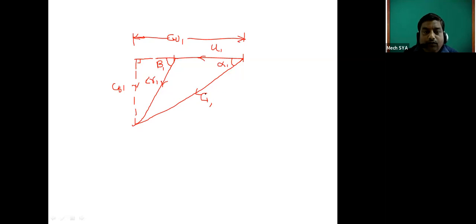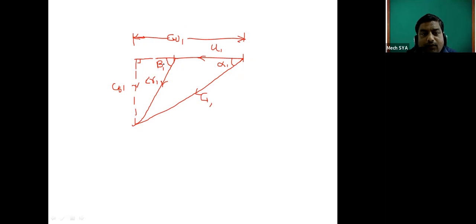CW1. So C1 has two components: CF1, the vertical component, and CW1, the horizontal component. The horizontal tangential component is responsible for the whirl. The angle CR1 makes with the horizontal is called alpha 1.